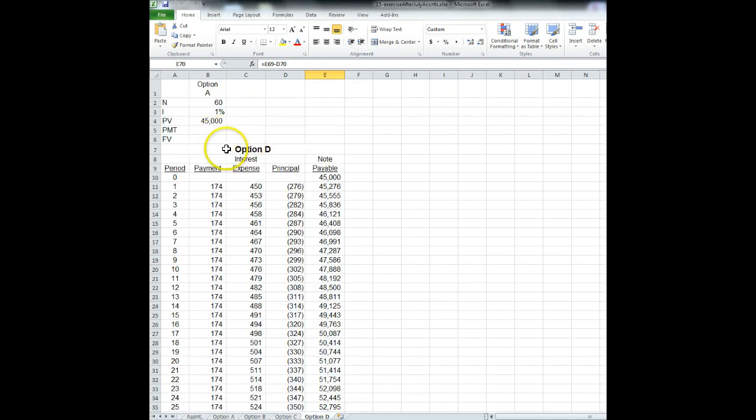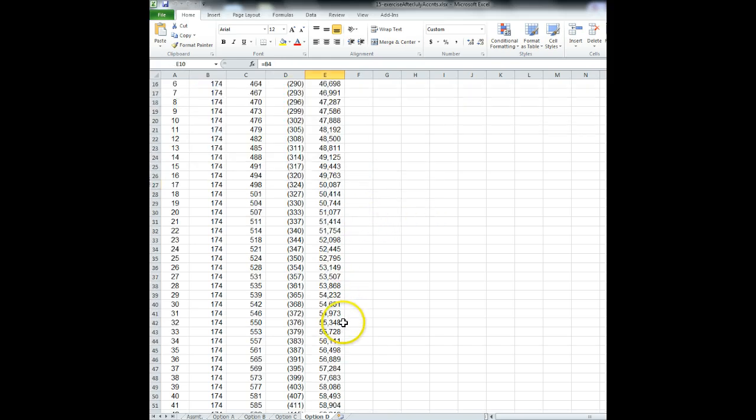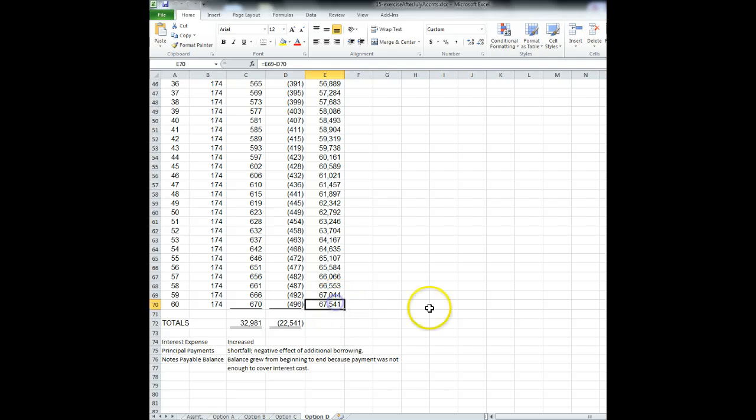And then in option D, we have a very small payment. So this will be kind of interesting. If we only pay $174 and our interest cost is $450, well, we don't have a principal payment then. We actually are adding to our principal. So notice your loan is going to grow, and you're actually going to end up with roughly $67,000 of debt at the end. Again, the balance grew because the payment wasn't enough to cover the interest cost, so they had to keep borrowing.